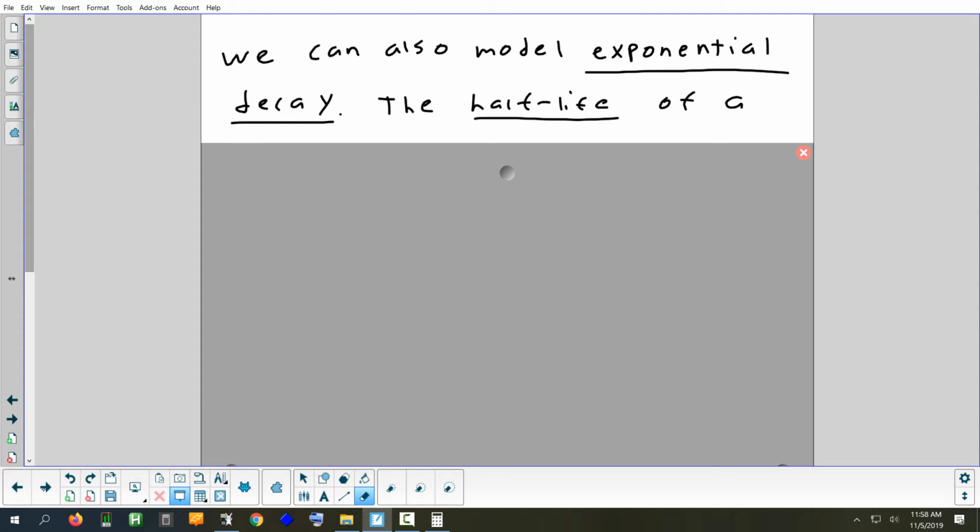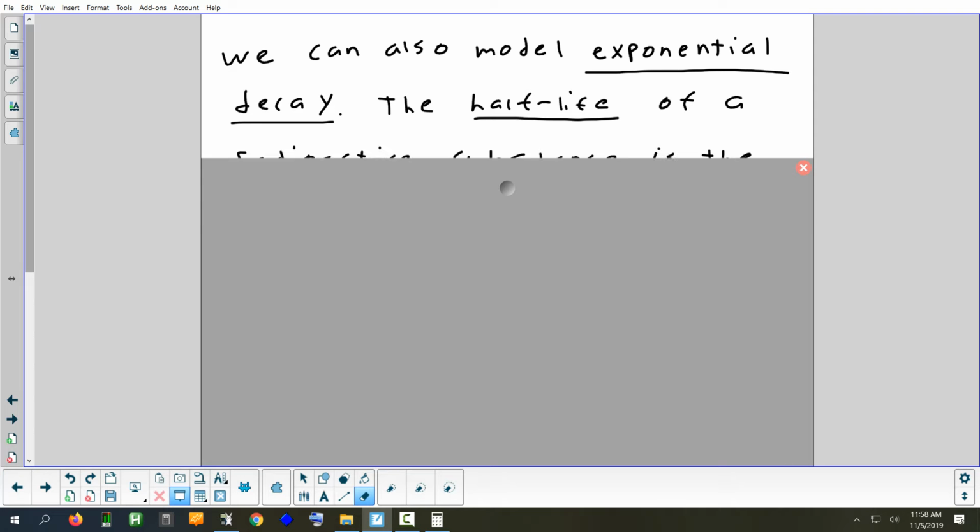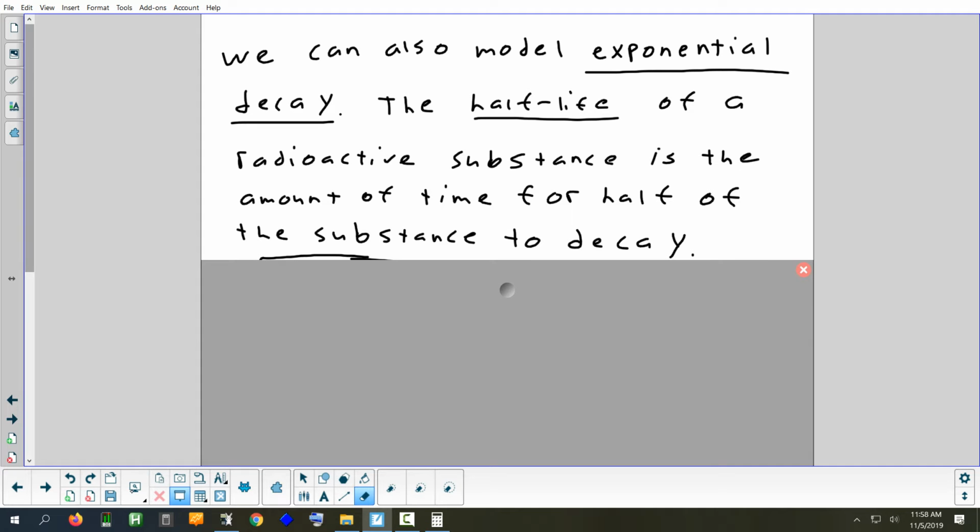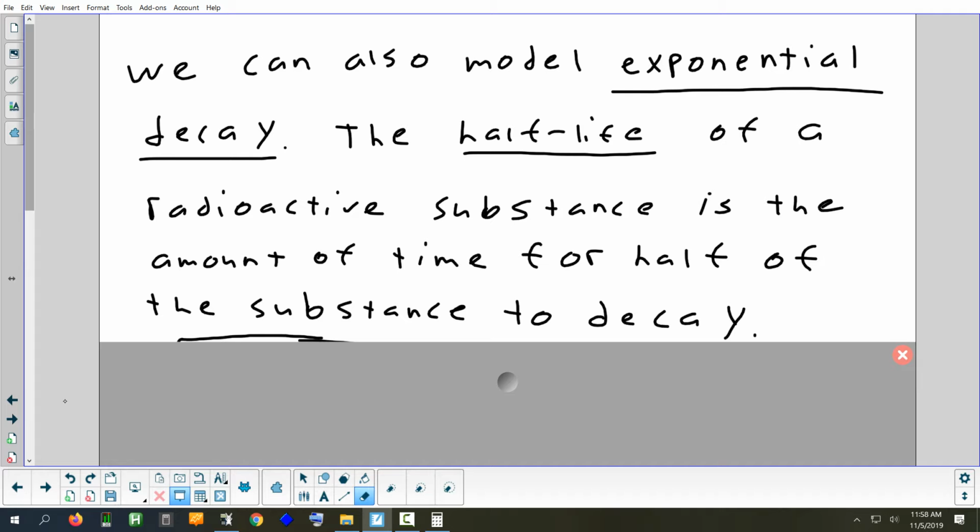Okay, so last thing we're going to look at is what's called half-life. It's the opposite of doubling. Half-life measures the amount of time it takes for half of a substance to decay. Usually this is used with radioactive material because it's harmful, and they'll measure how long it takes for that substance to become non-harmful.